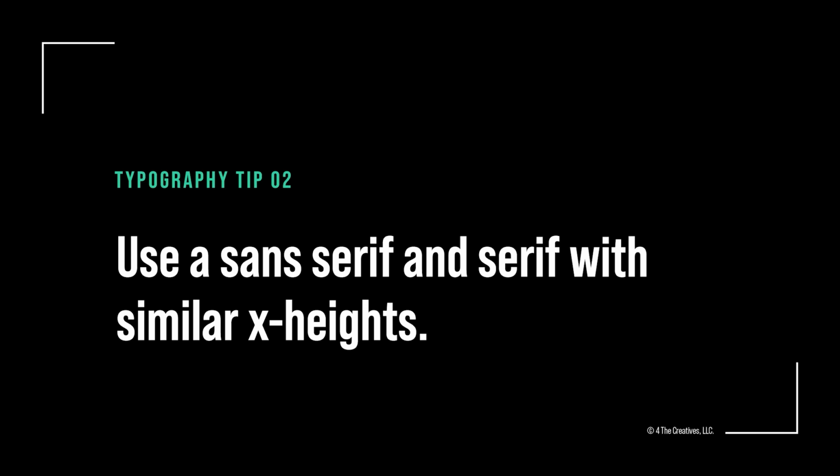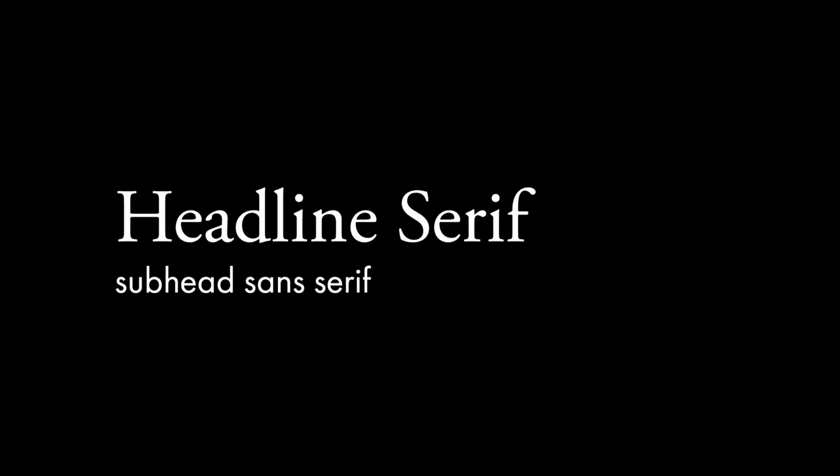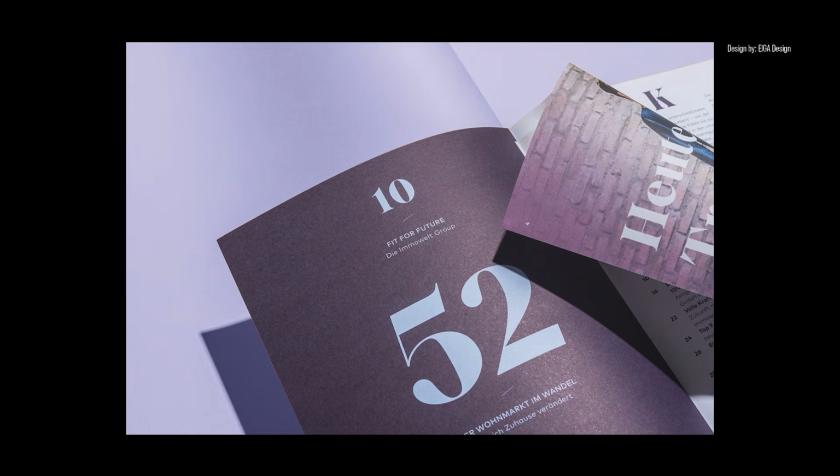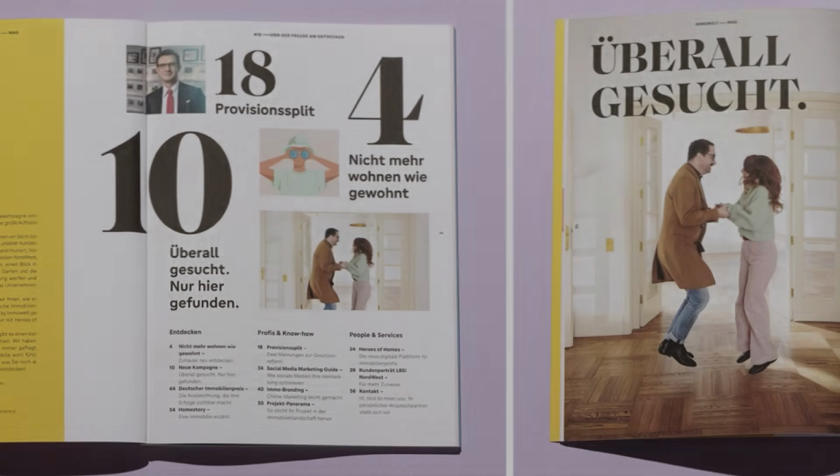Tip number 2. If you do want to use a sans serif and a serif font paired together, having them with the same x-height can help make the design look better. You can see how these are very similar in height and how they look nice paired together. Real-life design examples are this one where the big type is serif and the smaller type is sans serif. You can also see in this layout how they're complementing each other again nicely.